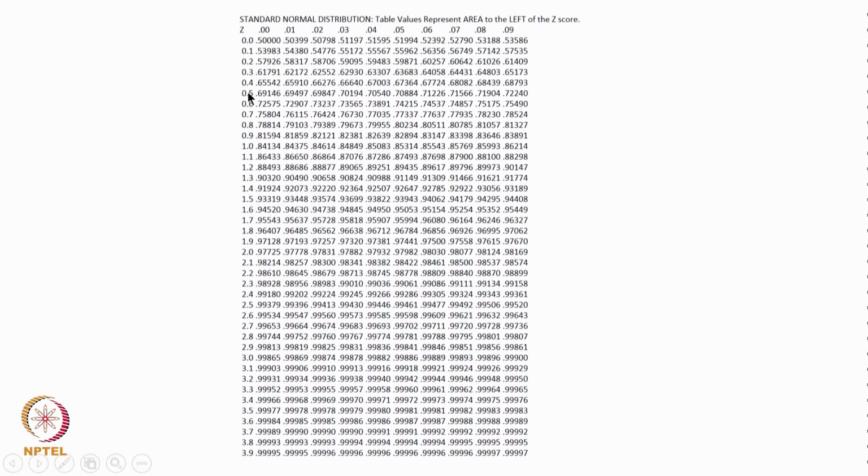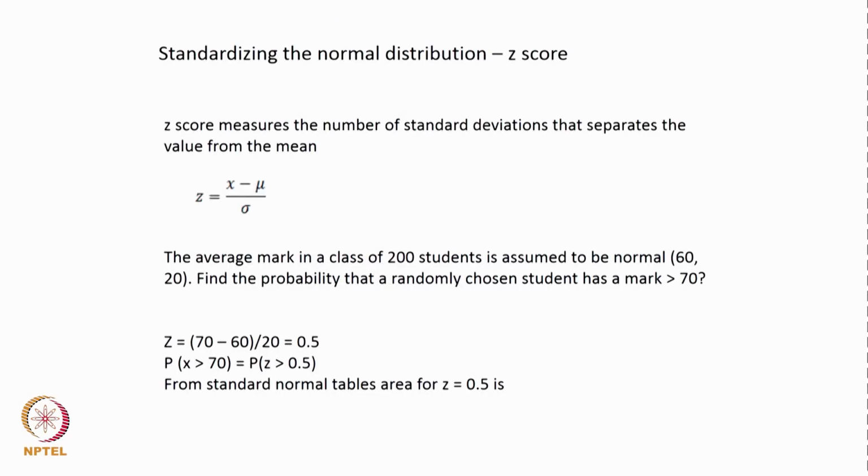So, z equal to 0.5 is here. So, 0.5 is 0.500, therefore 0.691 is the area. So, 0.691 is the area. So, from standard normal tables, area for z equal to 0.5 is 0.691.